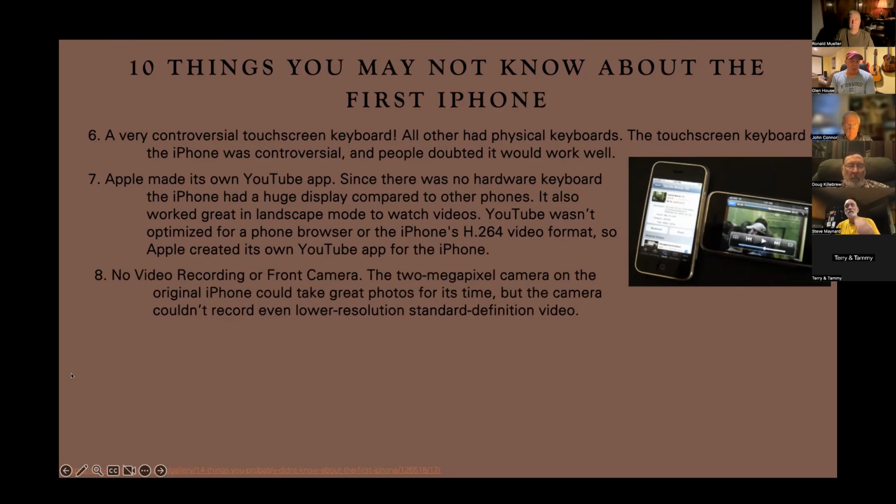It did not come with video recording or a front camera. You only had the one camera on the back, and all you could take were still pictures with it. It was a 2-megapixel camera, and it took good pictures for that period. But it just didn't have the capability of recording even lower resolution video. So that didn't come around yet.